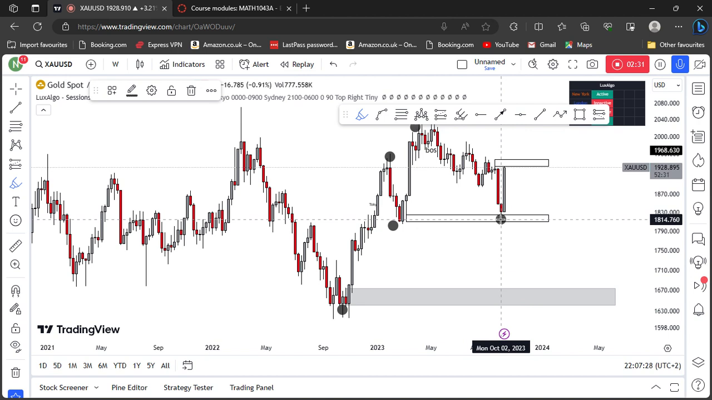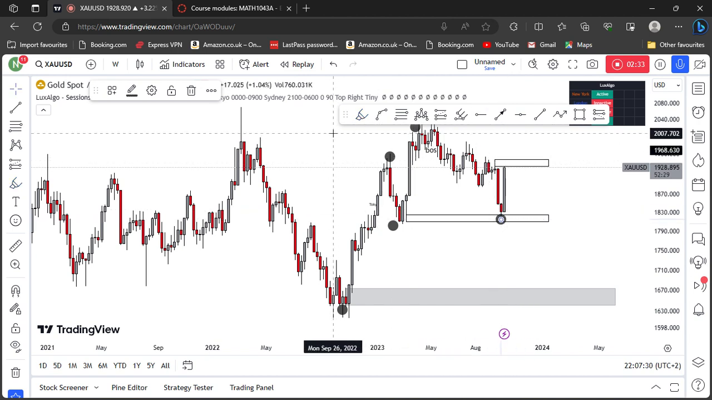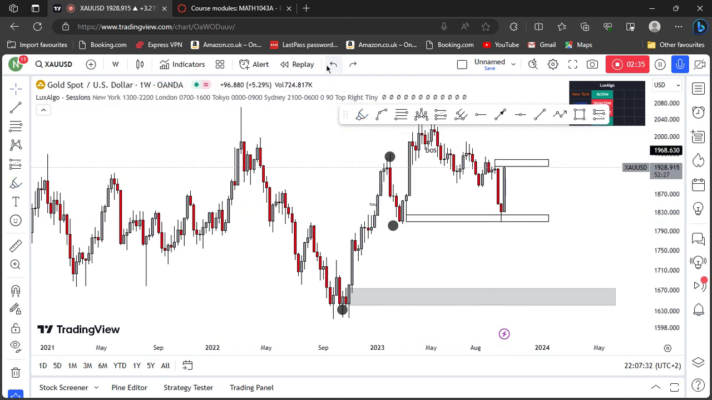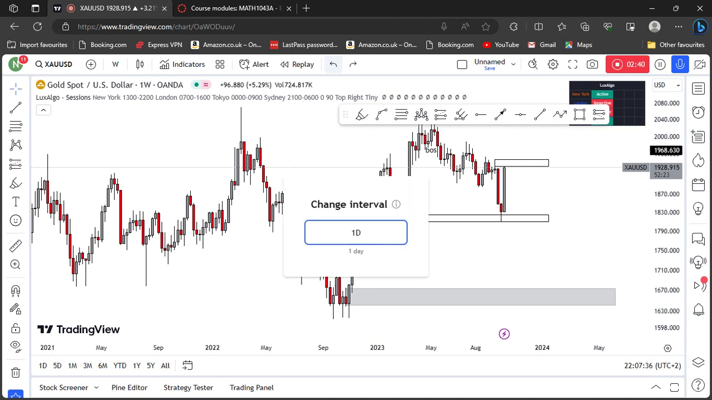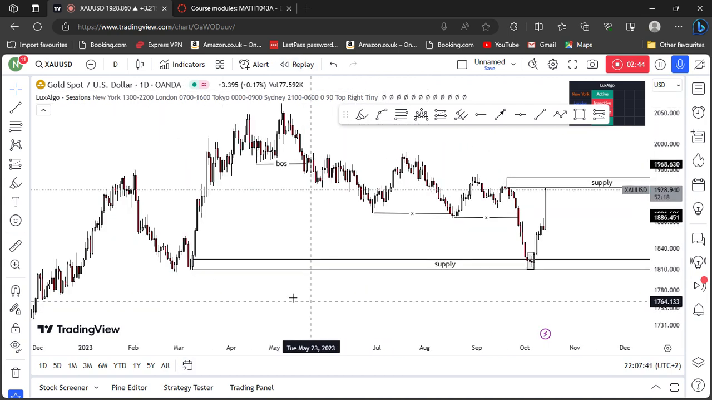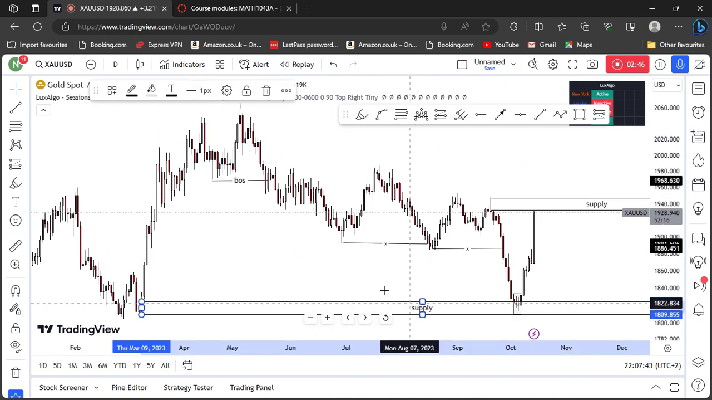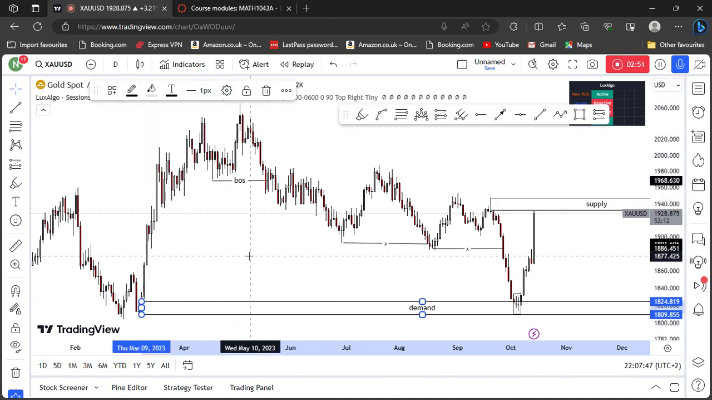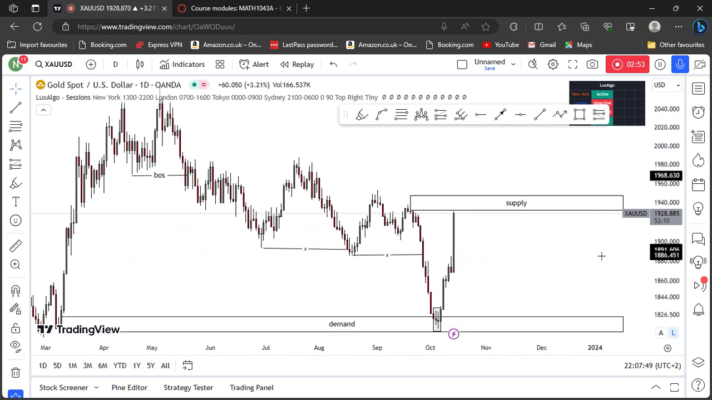See, we just made another low right here. So we're still in an uptrend, looking to move upwards, so we're looking for those buys, right? So I scaled down to my daily and marked my demand and supply zones, right? I marked down my demand and supply zones.